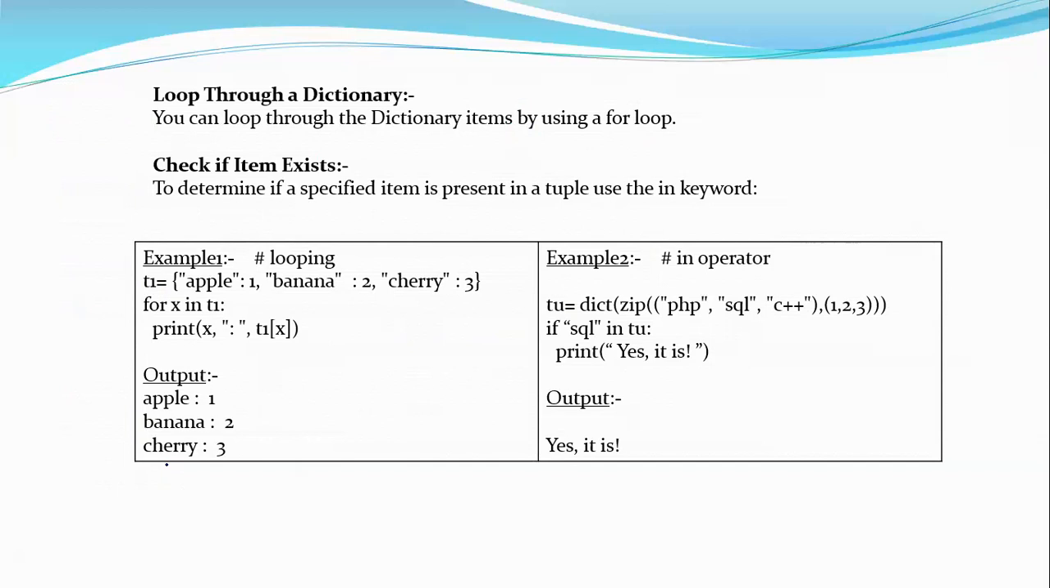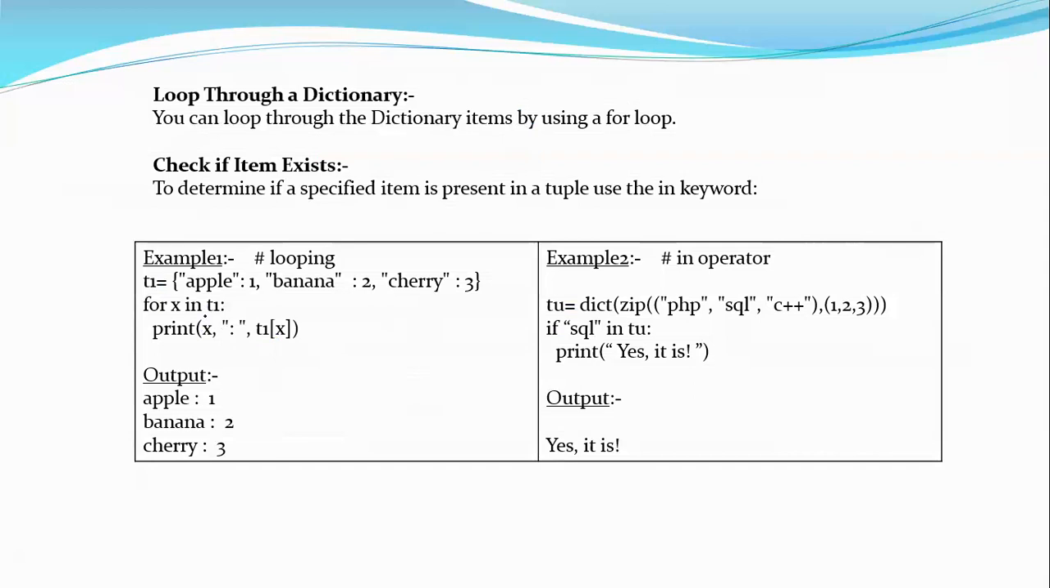So looping inside the dictionary, how? By using the membership operator in. I'm having the same dictionary T1 where apple colon 1, banana colon 2, and cherry colon 3. For x in T1, print x colon T1 of x. x is actually the key, and T1 of x denotes the corresponding value. So the corresponding value is being printed, and that will give me the result.